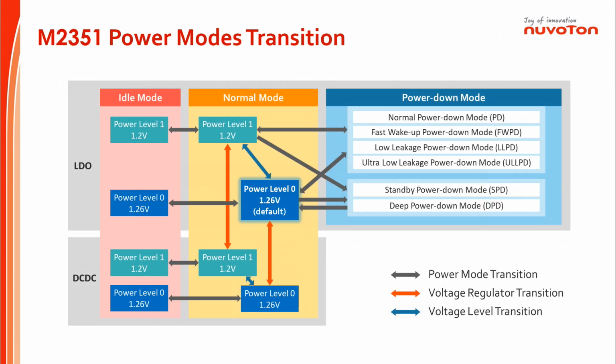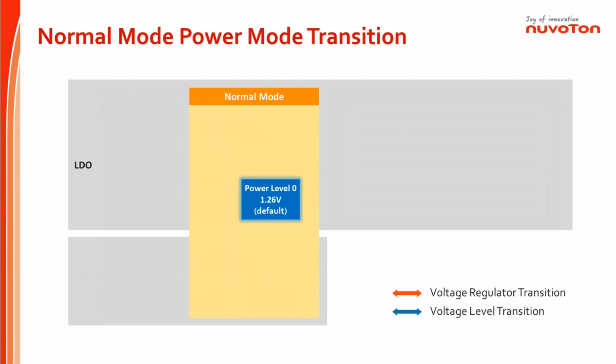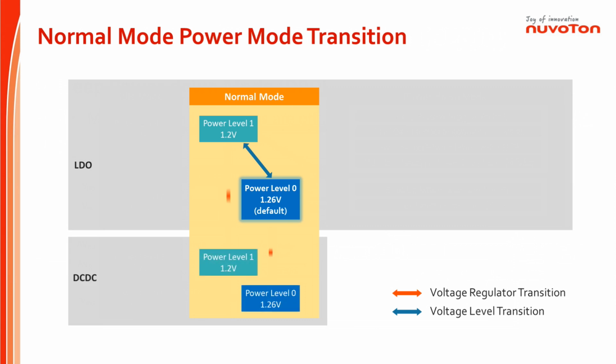Different power modes transition. System starts up in normal mode. The default voltage regulator type is LDO, and the output voltage level is power level 0, 1.26V. A lower voltage level, power level 1, 1.2V, can be selected to save power, but with lower CPU operation frequency. Or another low power voltage regulator, DC-DC mode, can be selected.